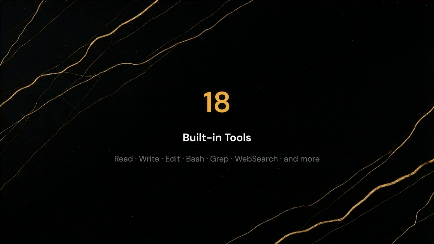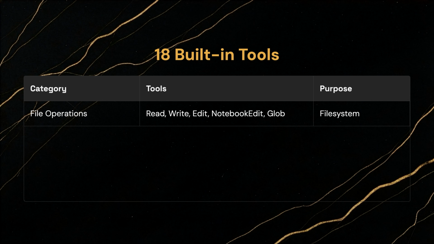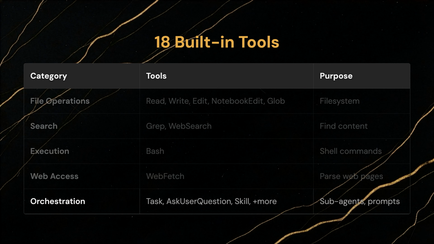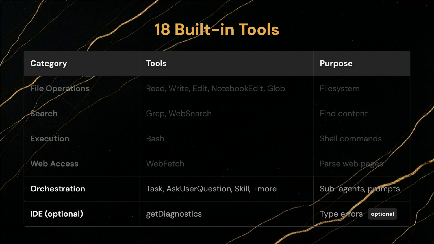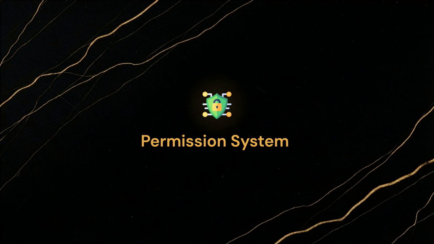Claude Code ships with 18 built-in tools organized by capability. For file operations there is read, write, edit, notebook edit, and glob. For search there is grep and web search. For execution there is bash, which covers everything from git commands to running test suites. For web access there is webfetch for parsing pages. And for orchestration there is task for spawning sub-agents, ask user questions for clarifying with the user, and skill for invoking custom workflows, plus several more for plan mode, team coordination, and internal utilities. There are also optional IDE integration tools like getDiagnostics for surfacing type errors and warnings, but those depend on your IDE setup.